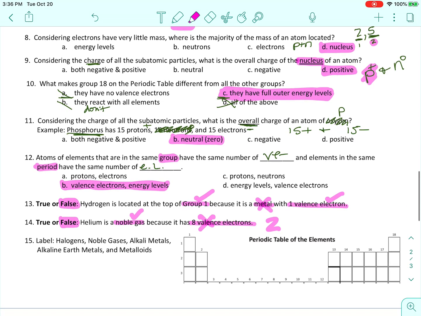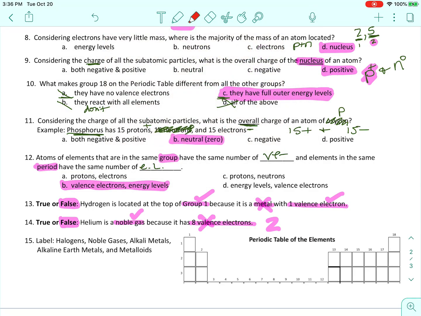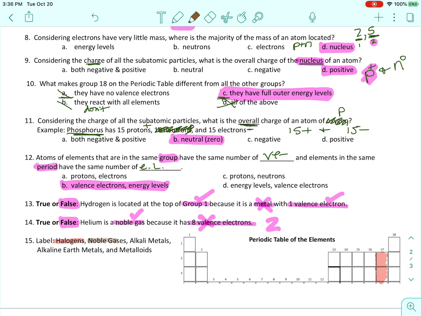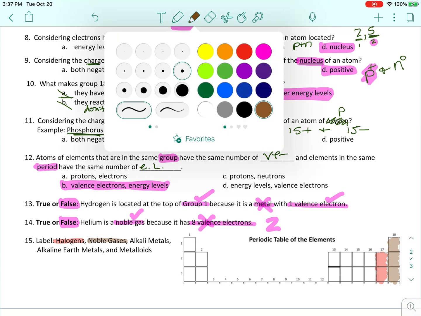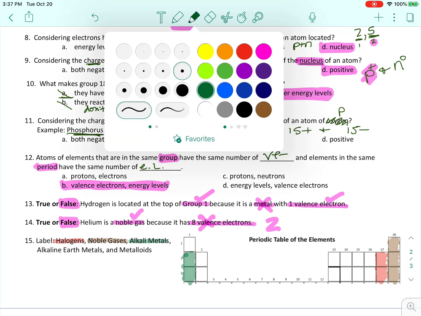And then 15, label. So I'm just going to highlight here to make this a little bit easier. So the halogens are group 17. The noble gases, we colored those in brown, so I'm going to use brown. That's group 18. The alkali metals, we colored those green on ours, so I'll use green. That's going to be, careful, it's going to be that one down. Don't include hydrogen, don't color hydrogen in with those.